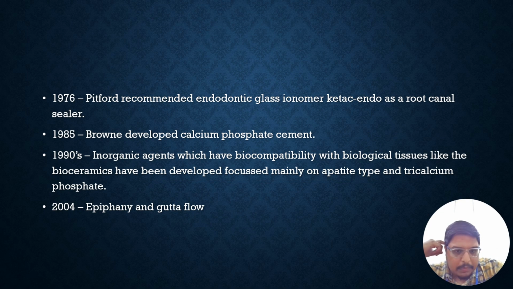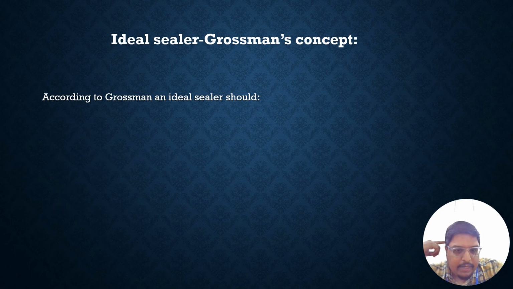Cloperza N2 was introduced by Sangaretti. In 76, Pitford recommended endodontic glass ionomer, Ketac, as a root canal sealer. Brown developed a calcium phosphate cement.